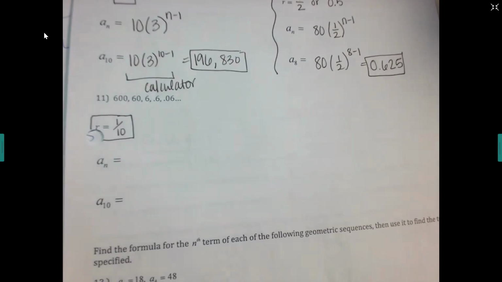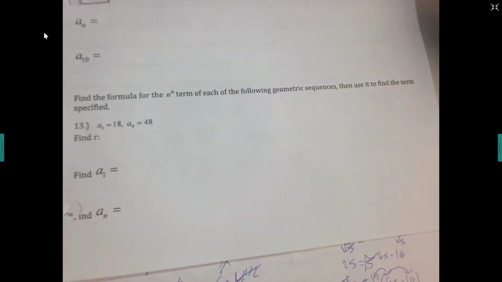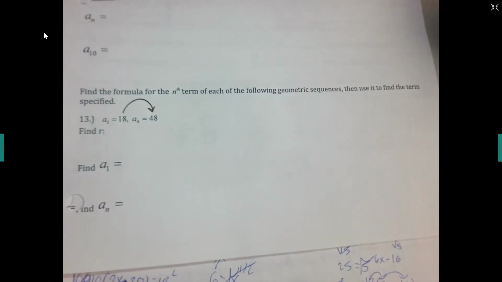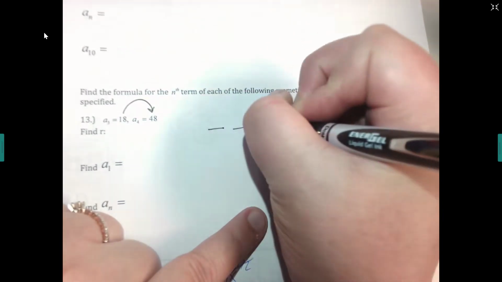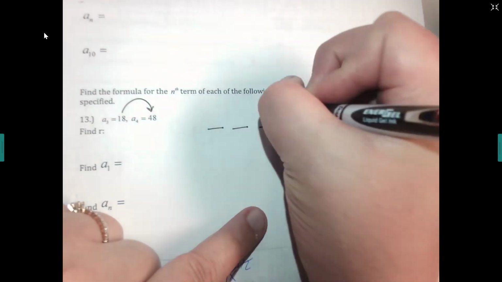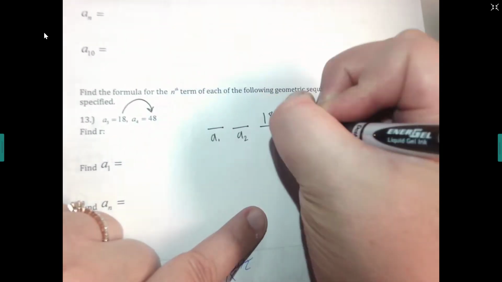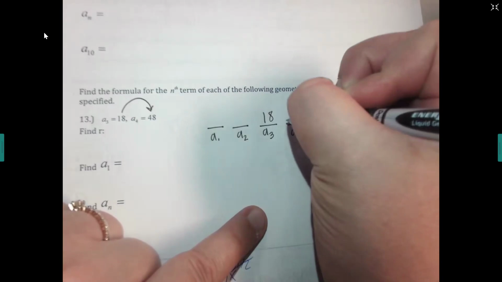Let's go to number 13, last one, I think, right? Yes. Okay, number 13, we're given the third and the fourth. So what happened from 18 to 48? So most of these are just nice, easy multiplies. Okay, but if I know that it goes A1, A2, A3, and A4, and it went from 18 to 48. So I don't know 1, I don't know 2, but I know the third is an 18 and the fourth is a 48. And then I'll just put dot, dot, dot.